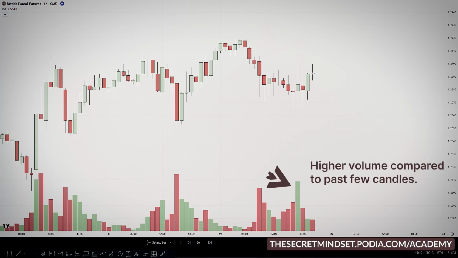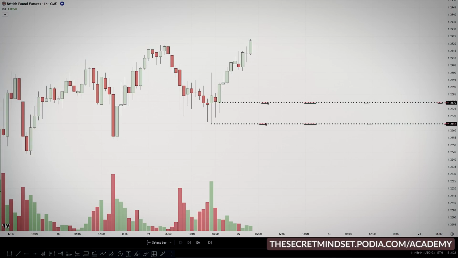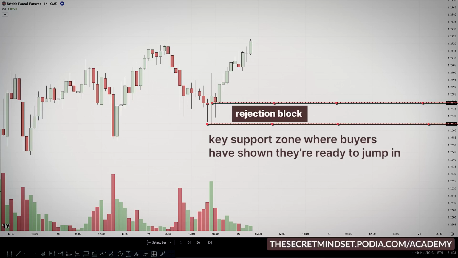Again, when we see big volume bars with these rejections, it adds weight to our idea that this price level is important. After spotting the rejection wicks and confirming high volume, we draw the rejection block. This area will act as a key support zone where buyers have shown they're ready to jump in. Then we wait for the price to move away and then come back to test this level again.